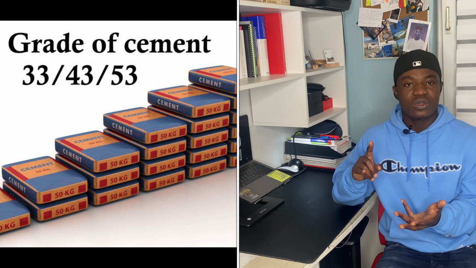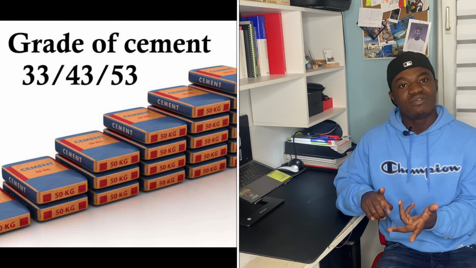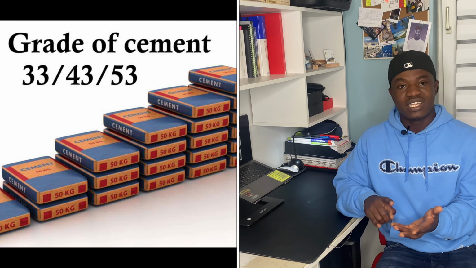But in Africa, mostly we use the ordinary Portland cement. And with the ordinary Portland cement, we have different grades. So we have the 32.5, we have the 42.5, and we have the 52.5. Now with the 32.5, 42.5 and 52.5, normally some people make it 33, 43, 53. It's the same thing. It's just the approximation to the next significant figure. So I'm going to start with the 32.5.